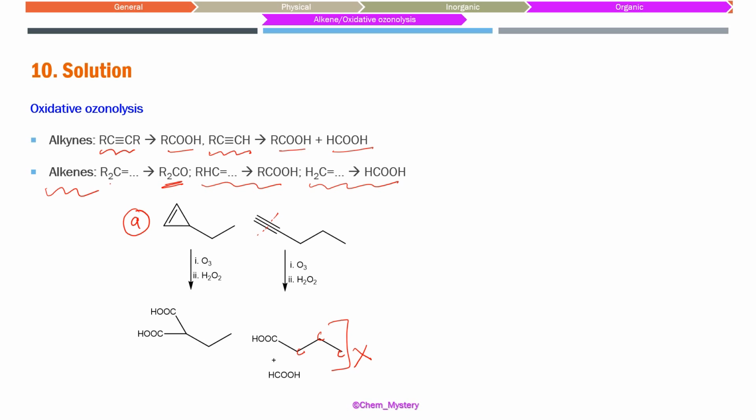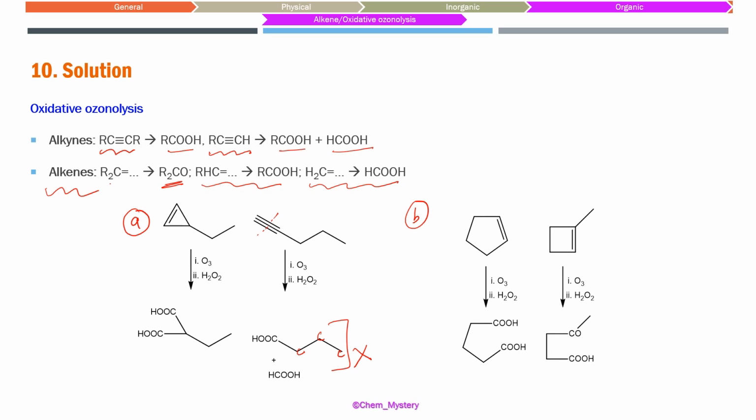Then we have got option number B. In option number B, we have got this cyclopentene and 1-methyl cyclobutane. So in this case, you can see here this carbon is having two alkyl groups, so that is going to convert into ketone. And on the other side, you have got one hydrogen present, so that's going to convert into carboxylic acid. Here you have got both the hydrogens present, so you are getting both the things as the carboxylic acid, as simple as that. So option number B is one of the correct options.